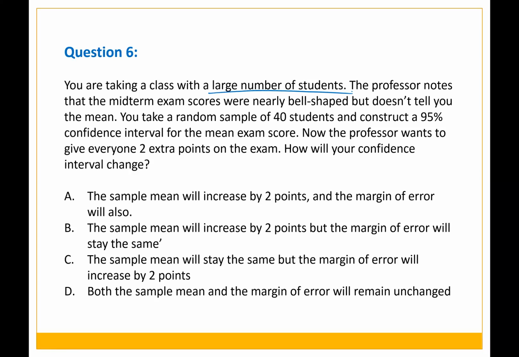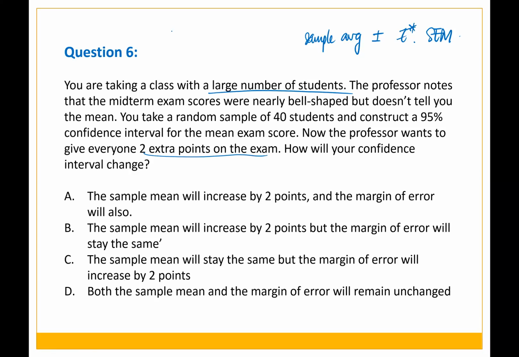Now the professor wants to give everyone 2 extra points on the exam. How will your confidence interval change? Now, if you think about it, you have a sample average plus or minus Z star multiplied by SEM. If you add 2 extra points on the exam, it means that all of the scores are going to increase by 2, and therefore the mean is also going to increase by 2.